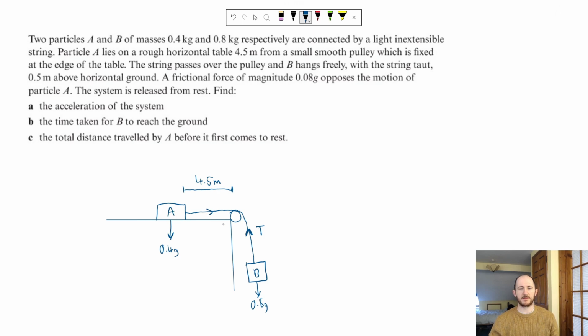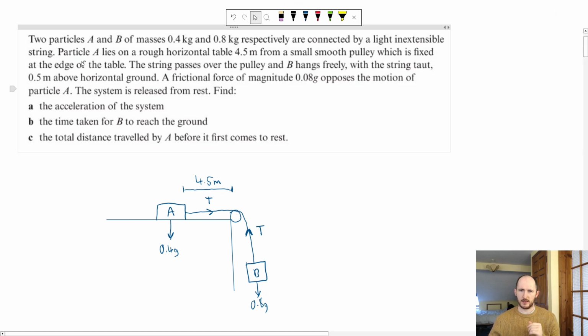And hopefully this makes a bit of sense, because if we look at this situation, if it is accelerating, then A is going to accelerate to the right and B is going to accelerate down. Because there's no other way that it would make sense, right? It doesn't make sense for B to accelerate upwards and A to accelerate to the left, because there's nothing causing that. So the thing that's causing that is going to be the tension because of the weight.